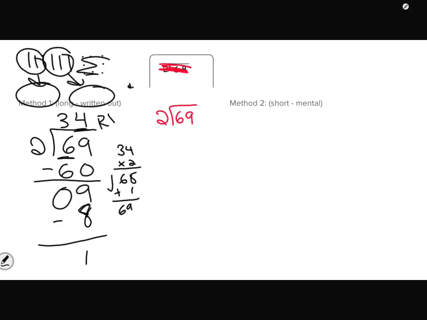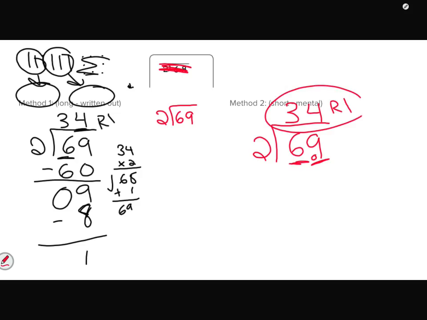Okay, let's try this same problem, but this time the short mental way. So I have 69 divided by 2. I'm going to start with my tens. If I have 6 tens and 2 people, I know that 2 times 3 gets me exactly 6. I don't have a remainder. I've got nothing that I've had to regroup, so I still have 9 ones. I know that 2 times 4 gets me to 8, which is really close to 9. And I know that if I've given away 8 and I'm trying to get to 9, I have 1 left over. I get 34, remainder 1.